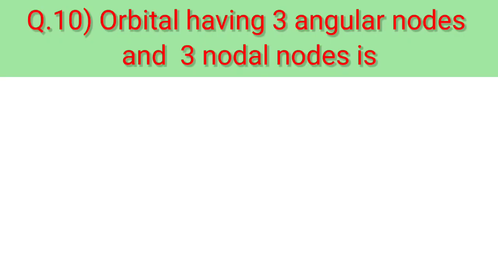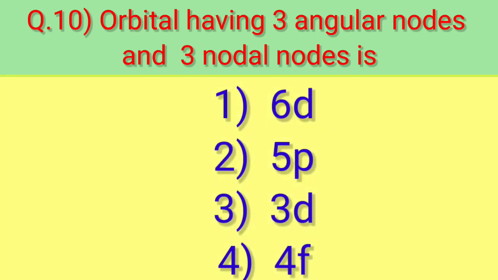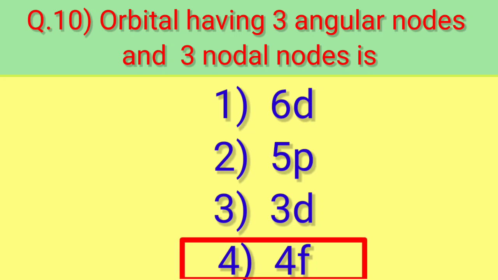Question number 10: the orbital having 3 angular nodes and 3 radial nodes is 6d, 5p, 3d, or 4f. We are almost halfway through, and the 4th option, 4f, is the correct answer.